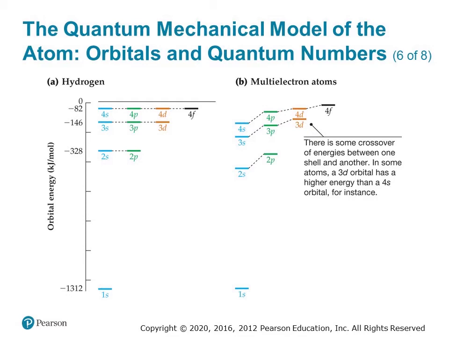For atoms with two or more electrons, for any shell number, the s orbital will be lower in energy than the p orbital, which will be lower still than the d and f orbitals. In fact, this effect is significant enough that there is some crossover between shells. For instance, a 3d orbital in a multi-electron atom will be higher in energy than a 4s orbital.